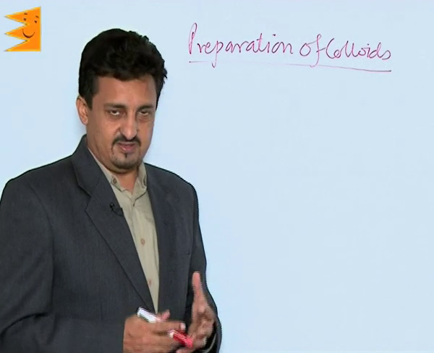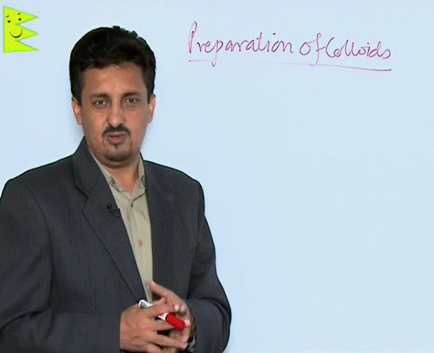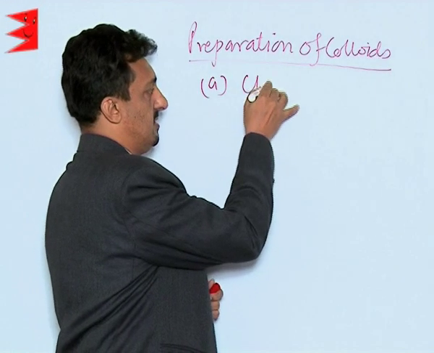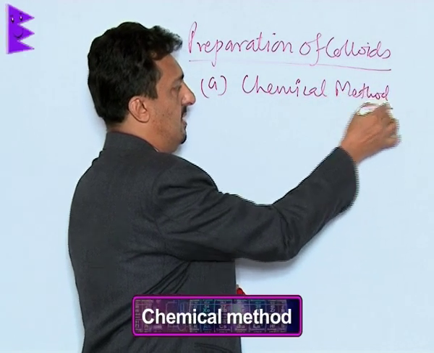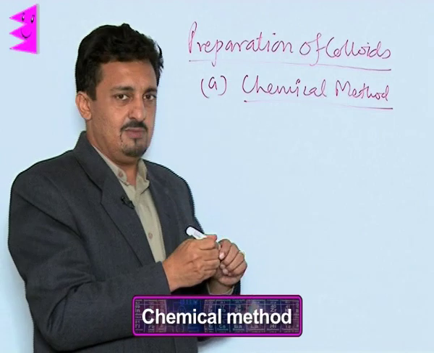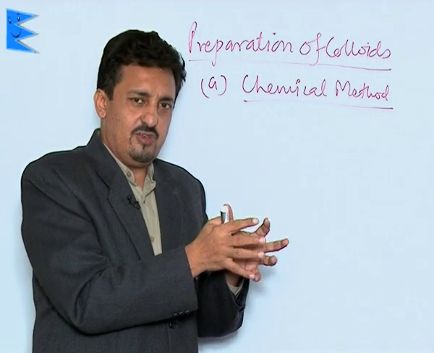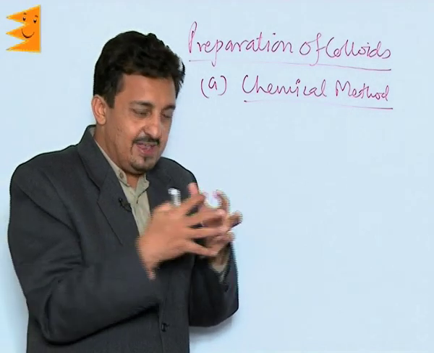Preparation of colloids. In this we will study how we usually prepare colloids. The first method is called the chemical method. Basically, we normally call it the aggregation method. In this, particles of a true solution range are converted to colloidal range, so they will be aggregating together.